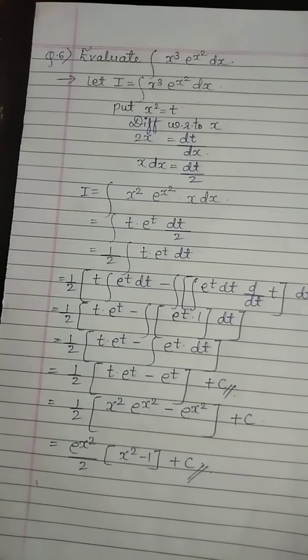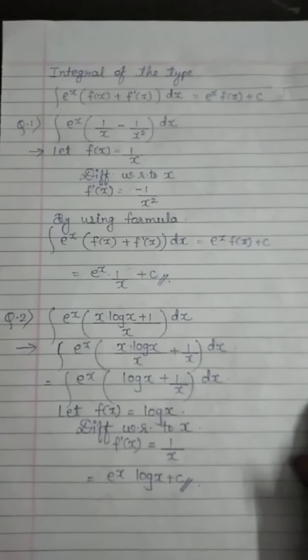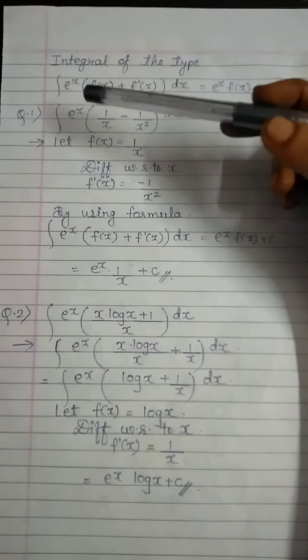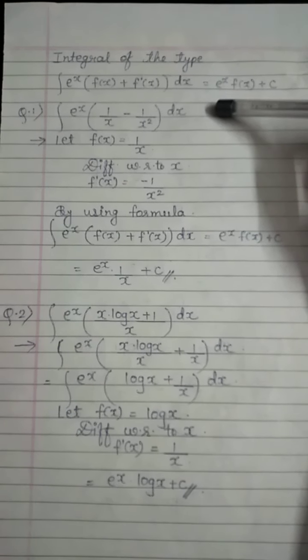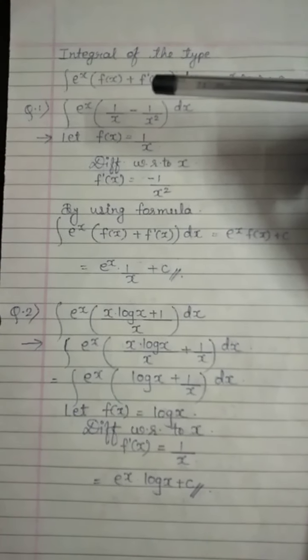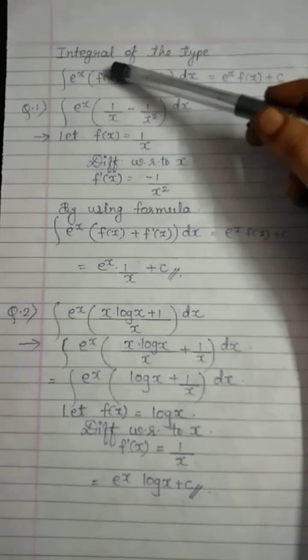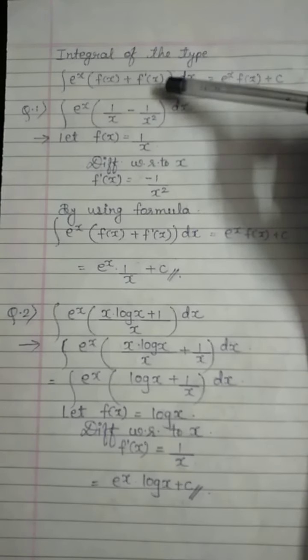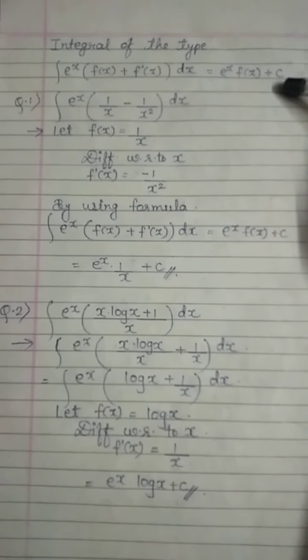Now we will learn the further formula of integration. So integral of the type: integration of e raised to x (f of x plus f dash of x) dx is equal to e raised to x f of x plus c. It means if any integration question is given in this format, that is the function f of x and the derivative of that function is present in the given question, then directly we can write the answer as e raised to x into f of x plus c.